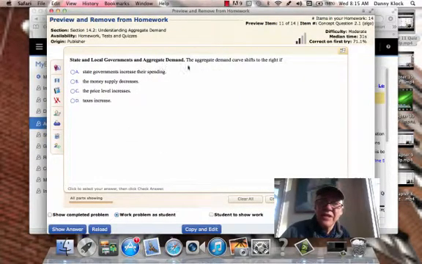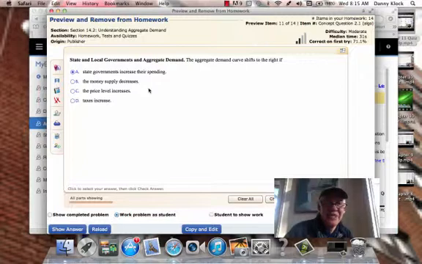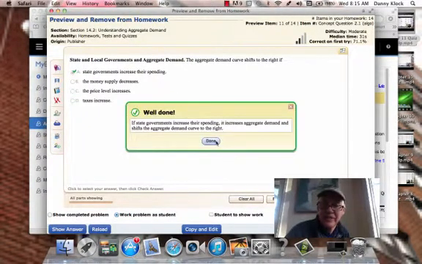State and local governments and aggregate demand, the aggregate demand curve shifts to the right if state governments do a stimulus themselves, right? Increase their spending. And this was one of the problems of the last recession, 2008, 2009, 2010. State governments basically stopped spending money. They didn't have money. They weren't bringing in revenue, so they stopped spending because they have to have balanced budgets. So it just made things worse. Let me check my answer. Yes, fine.